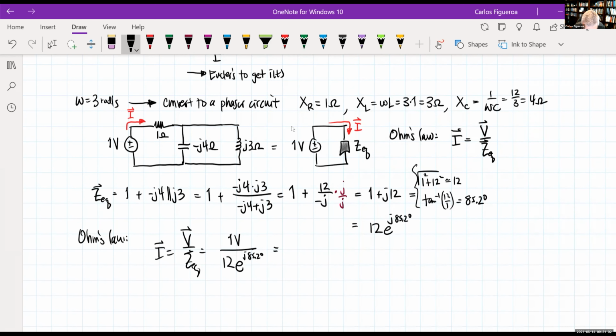So if I compute this value, what's 1 over 12? Is that 0.83? I have some funky number here. I get 0.083 amps with a phase angle of 85.2 degrees. In other words, I can write this as 83 milliamps at 85.2 degrees.